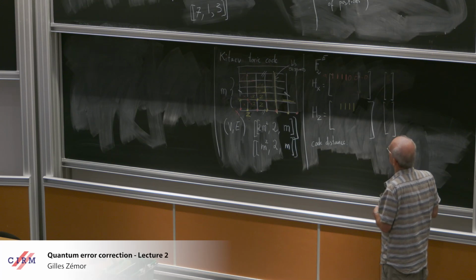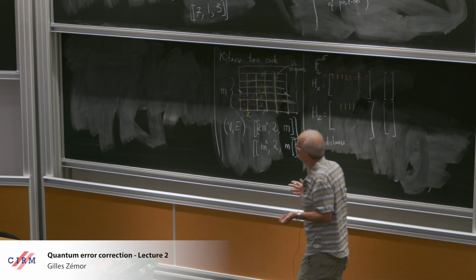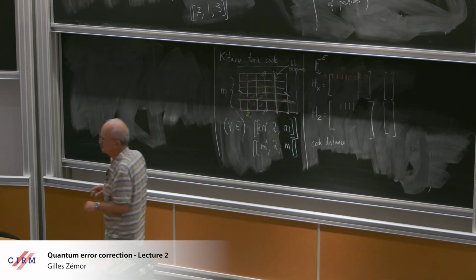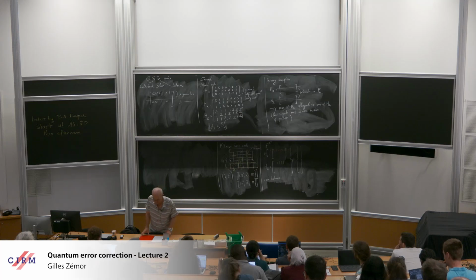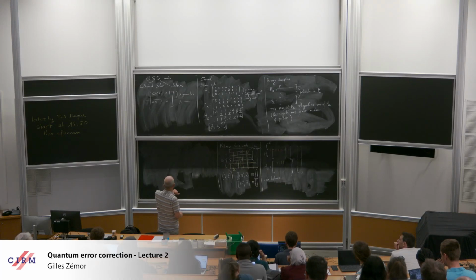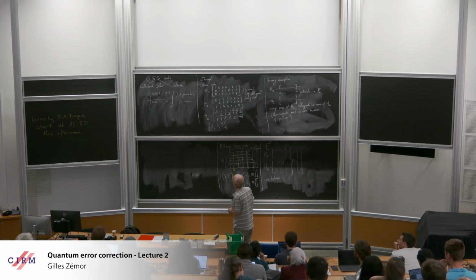So decoding the Kitaev code has been pretty much optimized these days. It's still not completely clear what is the best way to decode the Kitaev code. There are a number of options available to us. I'm not going to say any more about this. In my last 10 minutes, maybe a few words on recent developments.